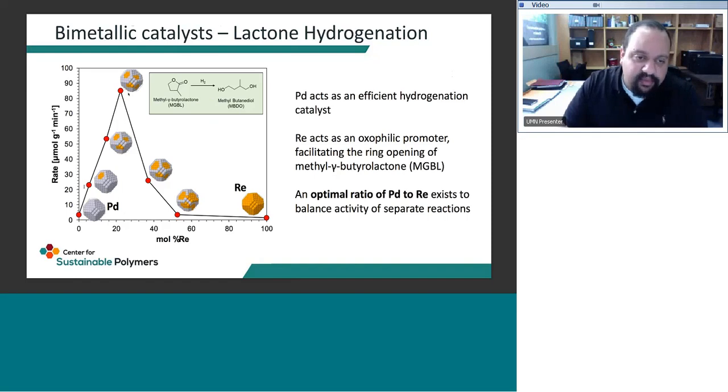However, there's an optimum. As you keep adding in more and more rhenium, you will drop the rate of your reaction, and that is likely due to the fact that as you put in more rhenium, you're getting rid of the palladium that you still need to perform the hydrogenation. So you see this optimal balance somewhere around 20 mole percent rhenium. Again, this is another example of where we can take multiple types of active sites, not necessarily physically separated, but different in the types of catalytic activities that they provide.